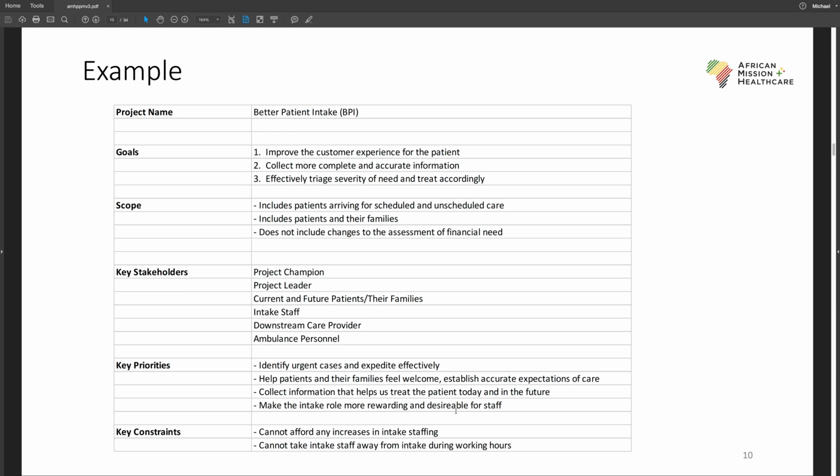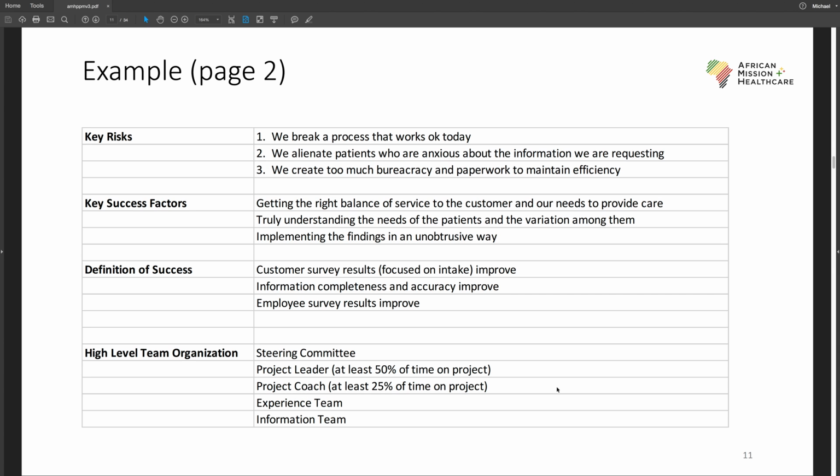Key constraints, they couldn't increase the staffing model. If they had 3 or 4 people who did intake, they couldn't go to 4 or 5. There wasn't any additional money to pay them. And also another key constraint, while executing the project, we couldn't take staff away during the working hours. So we had to find a way to train them and get them ready for the new process and model without taking them away from their day-to-day responsibilities.